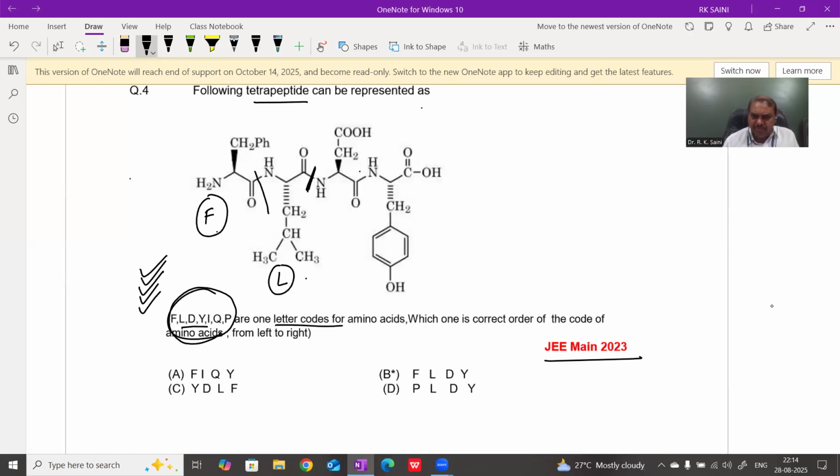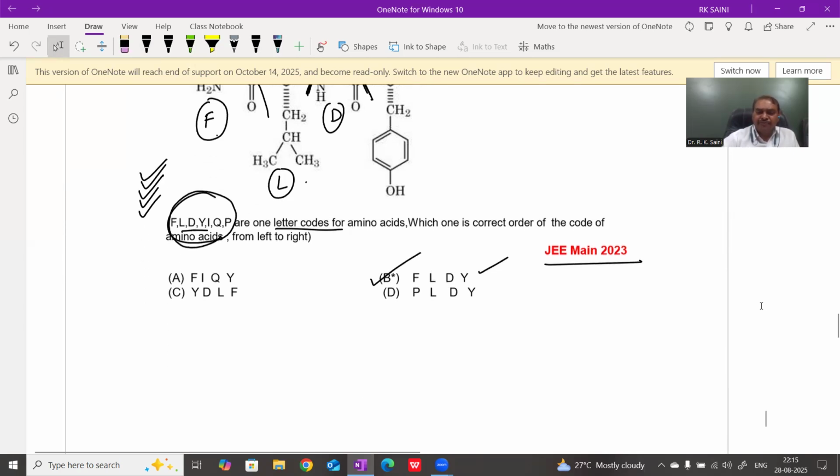And the third amino acid on hydrolysis is aspartic acid. Notice this amino acid is aspartic acid, containing COOH, and aspartic acid is denoted by D. And in the last, the amino acid is tyrosine, denoted by Y. Therefore, your answer is the second option. Next question.